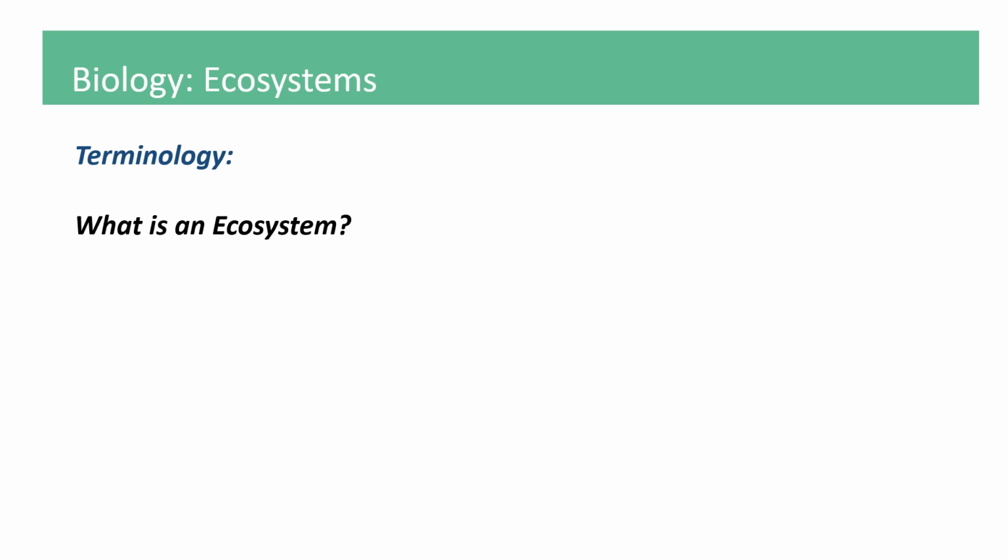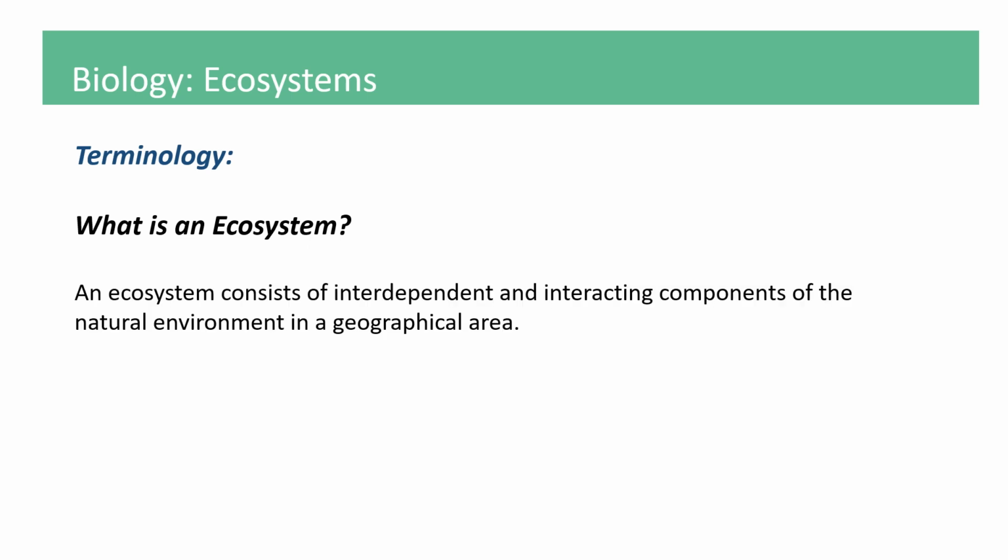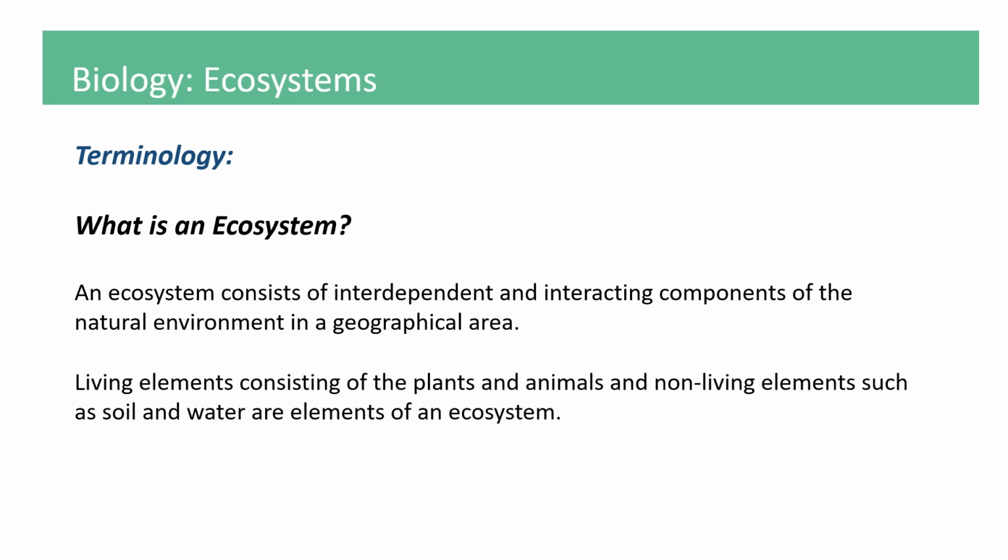Let's provide a frame of reference for what an ecosystem is. An ecosystem consists of interdependent and interacting components of our natural environment within a particular geographical area. Living elements consist of the plants and animals found in that environment and non-living elements such as soil and water. These are also elements of the ecosystem. We also consider energy as it comes from the sun and it cycles through an ecosystem.